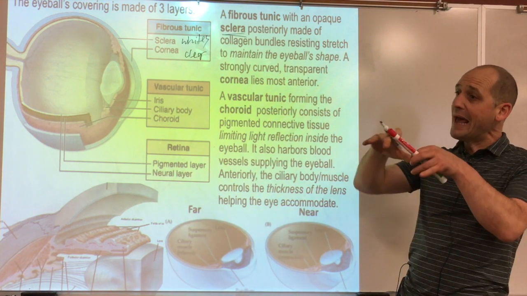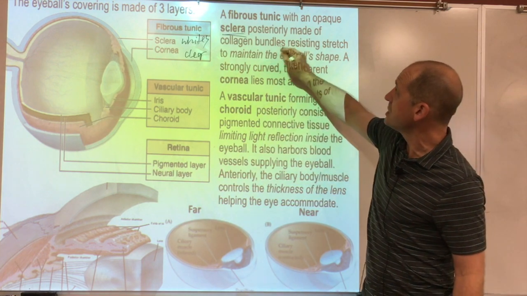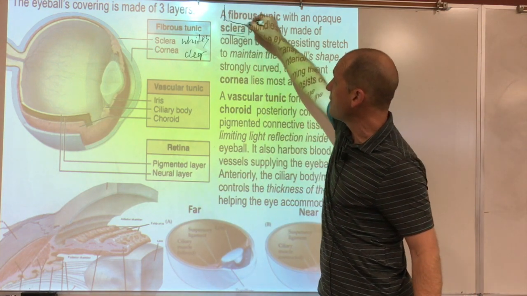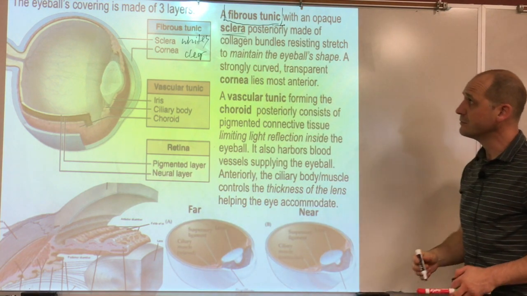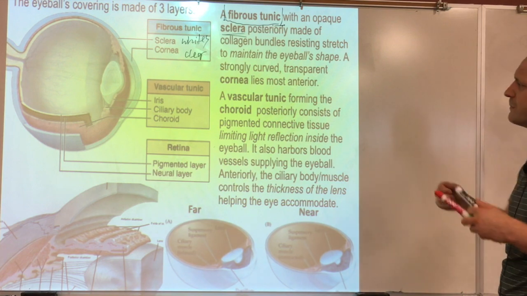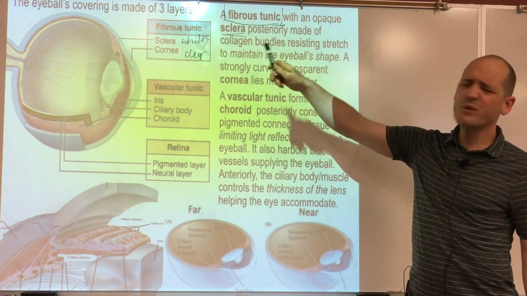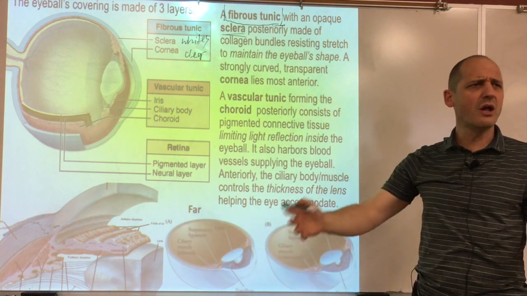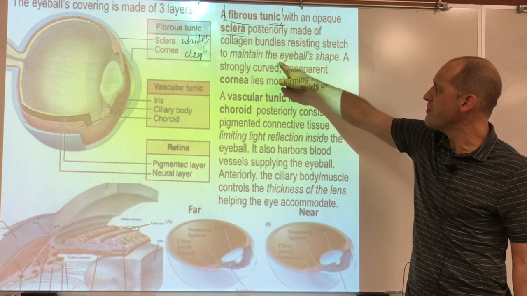So those two together make an outer shell of the eyeball, and collectively we call it the fibrous tunic. Tunic meaning coat. Lots of collagen fibers in there. Always, when you think of the outside shell of something, lots of collagen fibers. They resist stretch. They maintain the eyeball's shape.